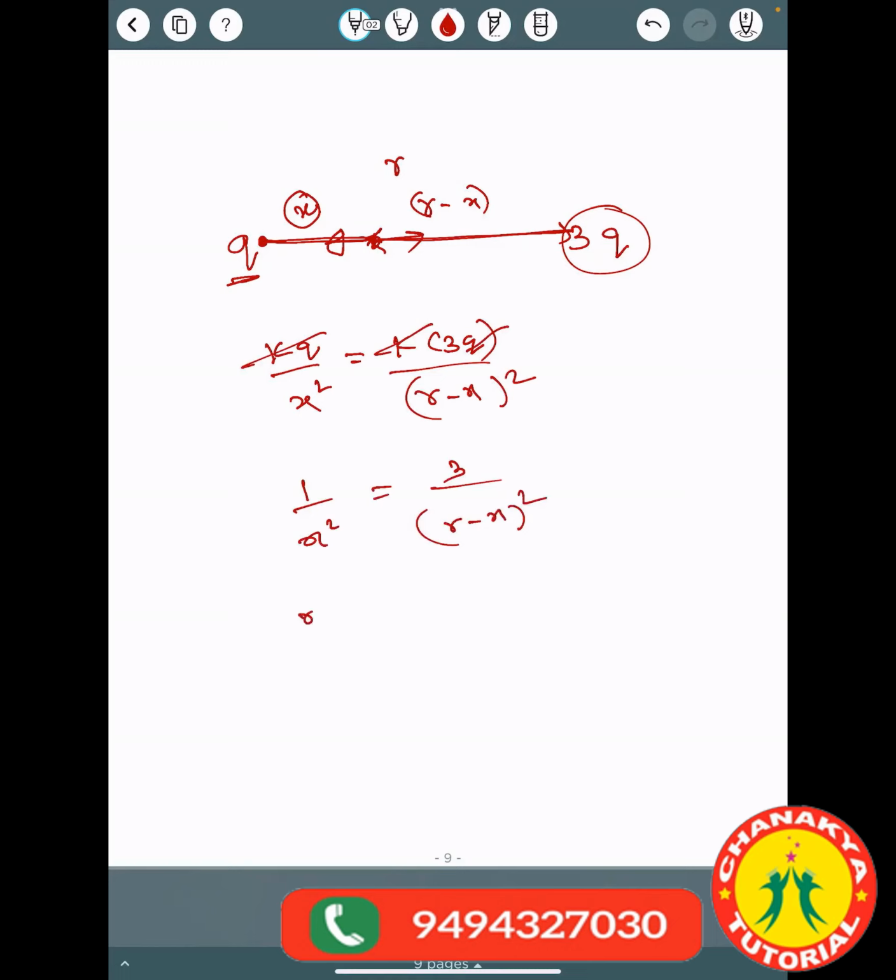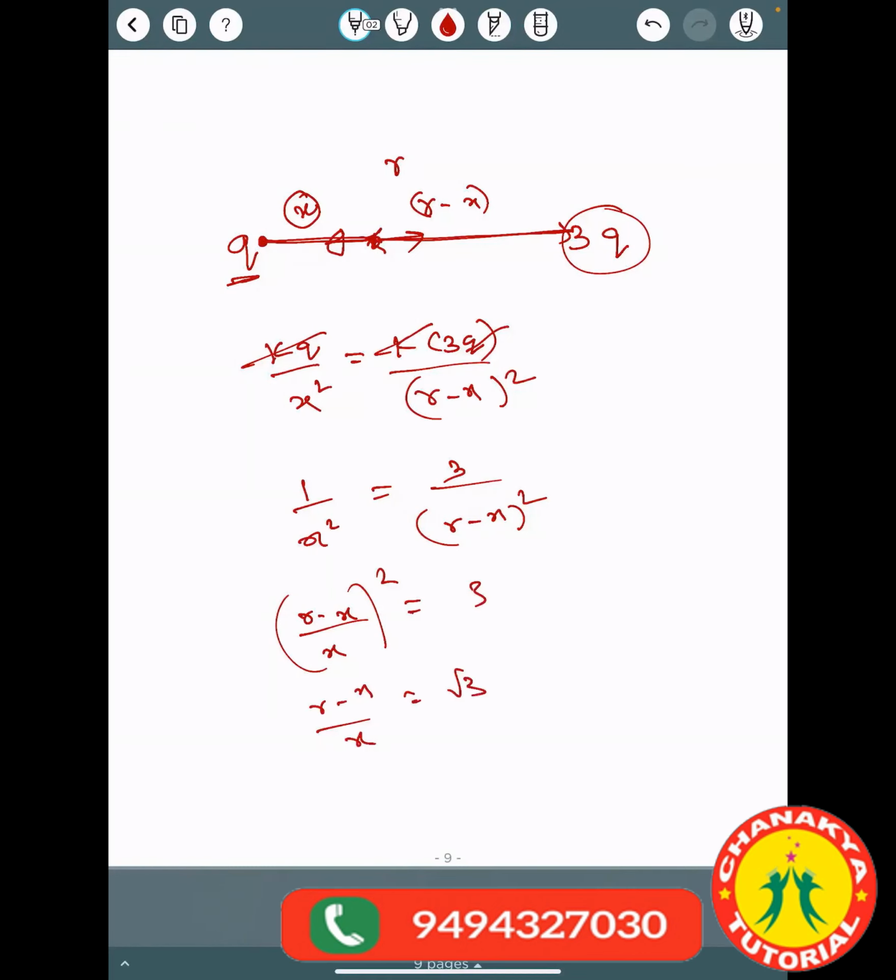So let us solve it. (r minus x) divided by x, whole square, equal to 3. (r minus x) by x equal to root 3. So from here, let us solve. r minus x is equal to root 3 x. So r is equal to (root 3 plus 1) times x. So x is equal to r divided by (root 3 plus 1). Any doubt? No, sir. So r divided by (root 3 plus 1) should be the answer.